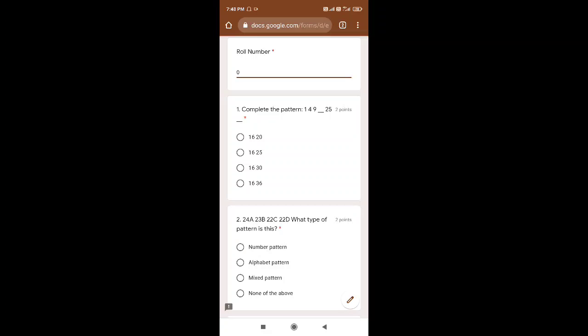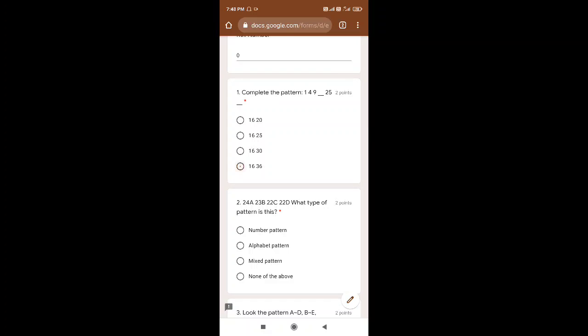Then after 25 there is another dash. What will be the number in that dash also? Yes, there will be 6 six-jar, 36. So the correct answer is option D, that is 16, 36. So the pattern will be like this: 1 one-jar 1, 2 two-jar 4, 3 three-jar 9, 4 four-jar 16, 5 five-jar 25, 6 six-jar 36.